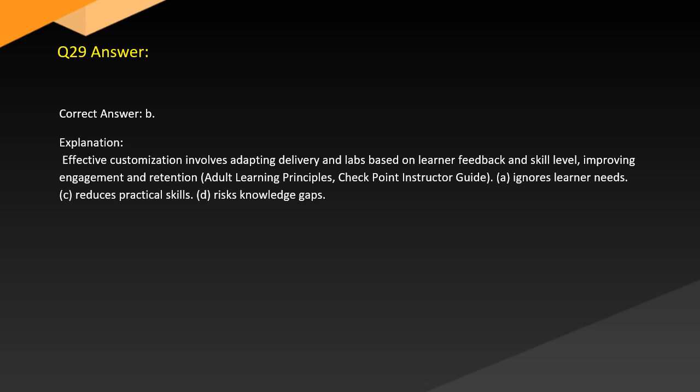Answer. Correct answer: B. Explanation: Effective customization involves adapting delivery and labs based on learner feedback and skill level, improving engagement and retention. Adult learning principles. Check Point instructor guide. A ignores learner needs. C reduces practical skills. D risks knowledge gaps.